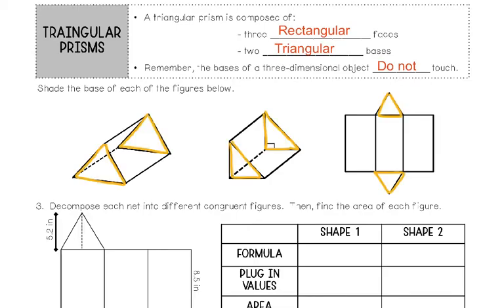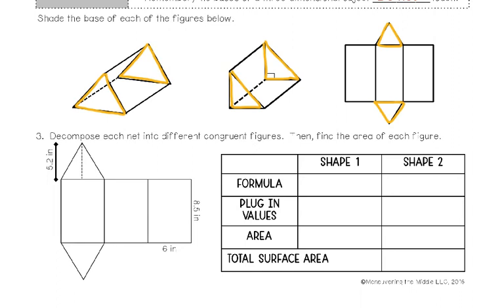All right, so you should have shaded in the triangles on each of these. If you shaded the rectangles, you would have made a rectangular prism. Remember, a triangular prism is named based on the bases. So it has 2 triangular bases. So now that we've identified all these parts about triangular prisms, let's go ahead and start finding the surface area of the triangular prism. We're going to do that by using a net. Decomposing each net into different congruent figures, we're going to find the area of each figure, and then we're going to add them up to find the surface area.